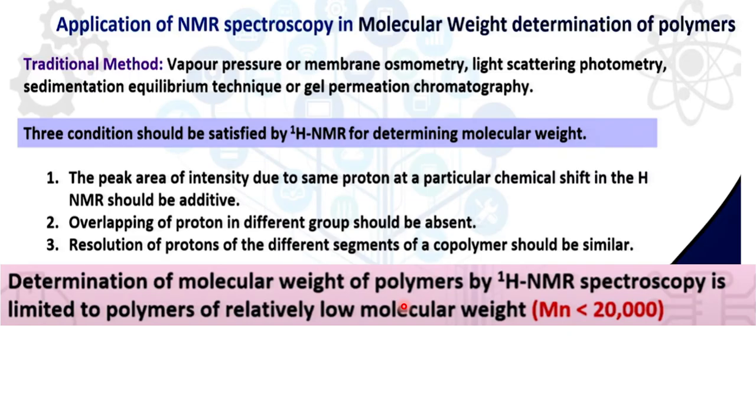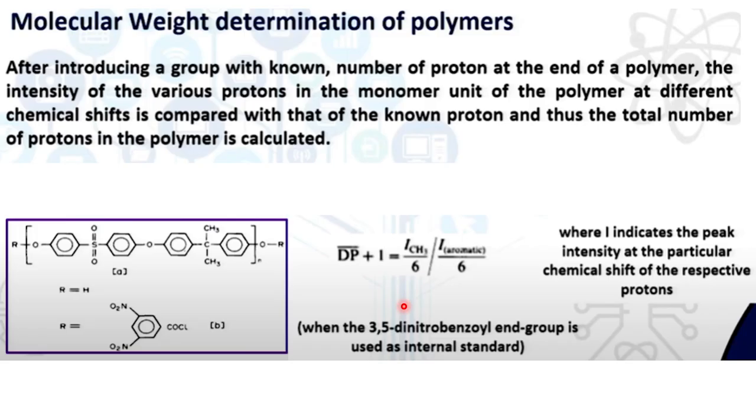Now, actually, it is very difficult to measure the molecular weight this way because we know that polymer molecular weight is more than the order of 10 to the power 4 or 10 to the power 5. To get molecular weight from NMR, the condition is that the number average molecular weight should be less than 20,000. So, in practice, it is difficult to get the molecular weight from NMR if the polymer has a very high molecular weight. Now, how is it actually calculated?